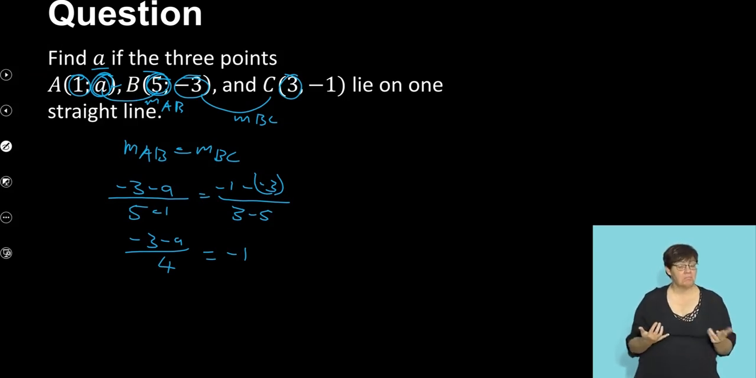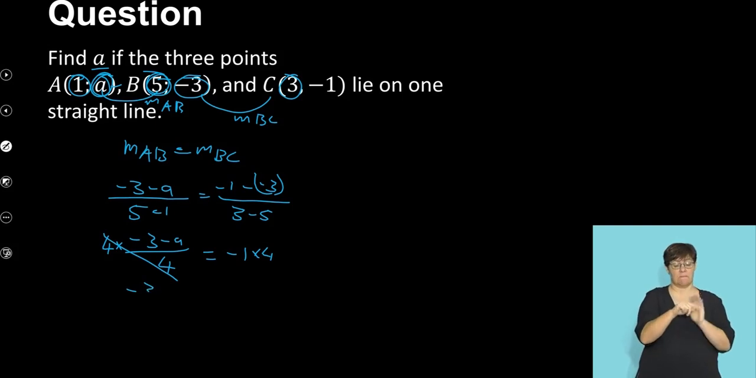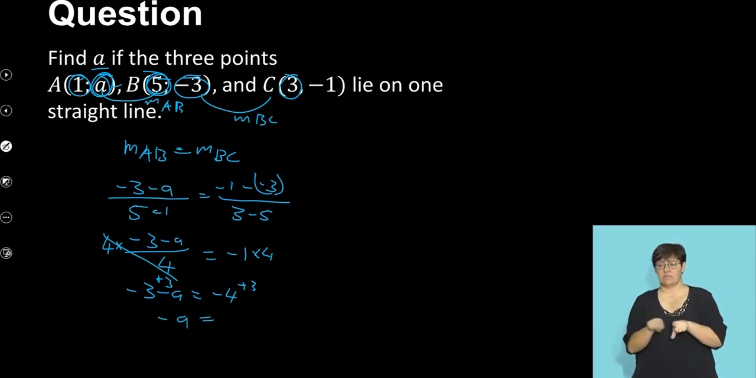And now all I need to do is I need to isolate A. So I'm going to multiply both sides by 4, because then the 4s will cancel out, and I'm left with minus 3 minus A is equal to negative 4. I'm going to add 3 on both sides, or take the minus 3 to the other side, which will give me minus A is equal to minus 1.